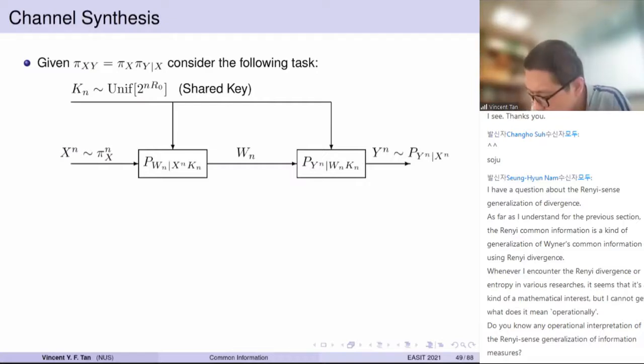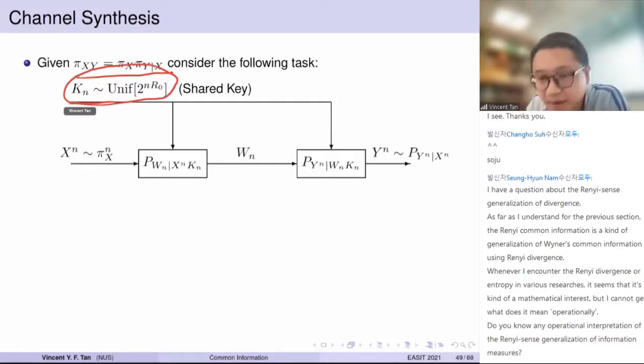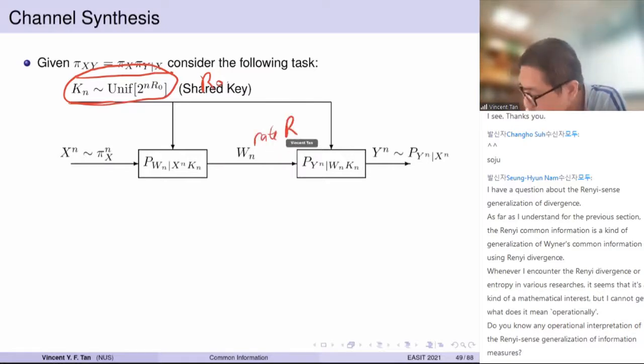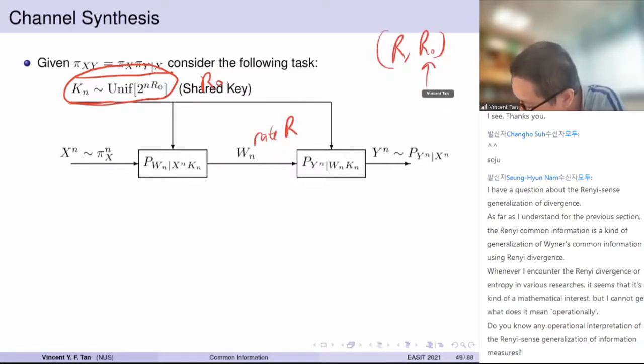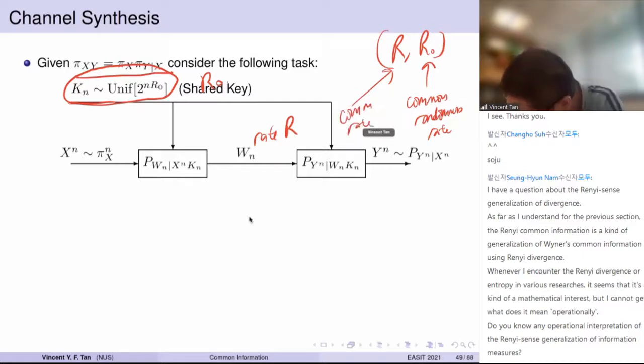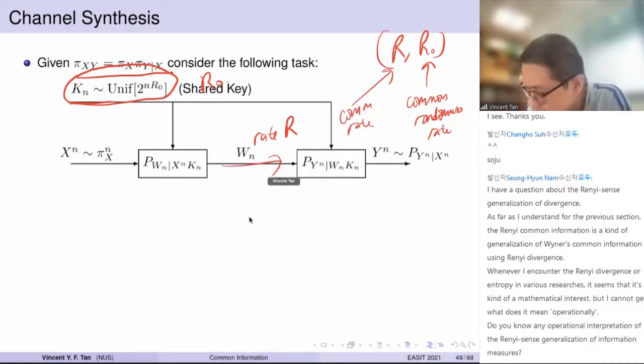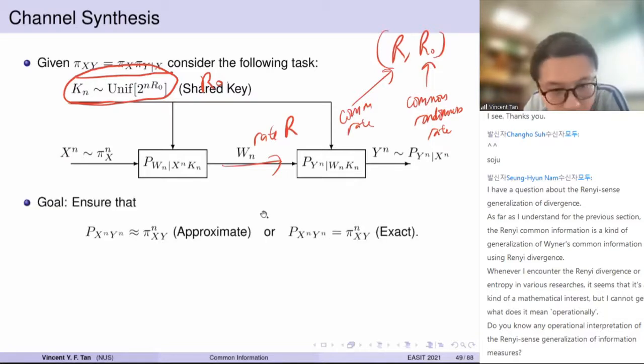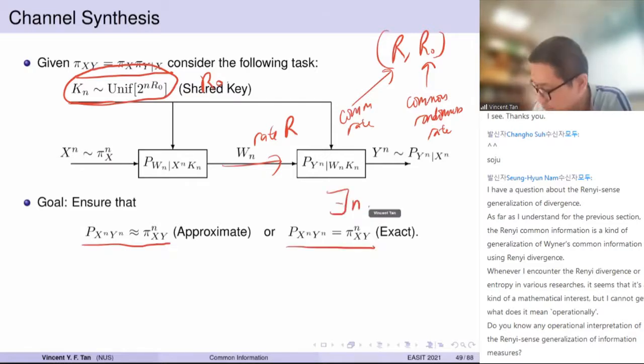So we are given a joint distribution, and what is the channel synthesis problem? This is the Cuff problem. You are given a shared key here of rate R0, and this W has rate R. So now there are two rates, R and R0. This is called the common randomness rate, and this is, I don't know what it's called, but let's call it the communication rate, because there's some communication here. So this is the setup, and what do we desire? We want to ensure that the synthesized distribution is either approximately the same as the target distribution or exactly the same for some n, for a large enough n, as n goes to infinity.